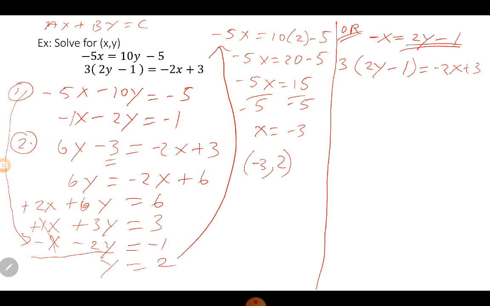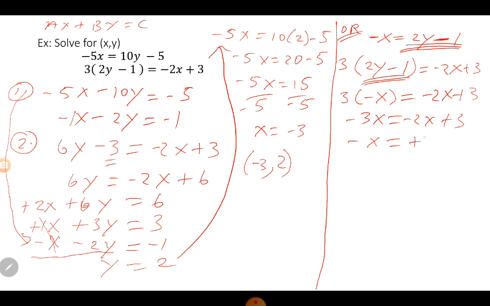Well, look at this amount. 2y minus 1 is the same thing here. So I could substitute. I'm going to substitute minus x for 2y minus 1, because 2y minus 1 is equal to minus x. So 3 times minus x is equal to minus 2x plus 3. So we have minus 3x equal to minus 2x plus 3. Add 2x to both sides, so we get minus x equal to plus 3. Divide both sides by negative 1, so we have x equal to minus 3.